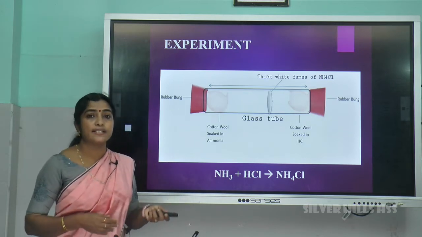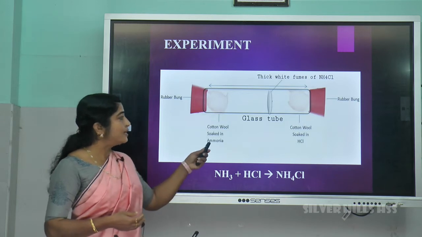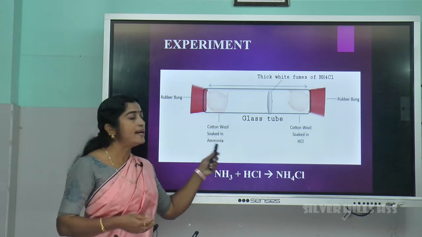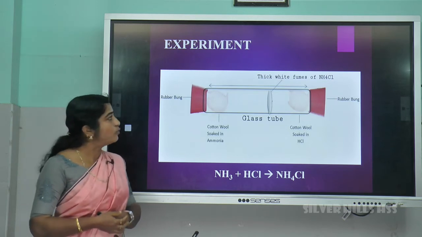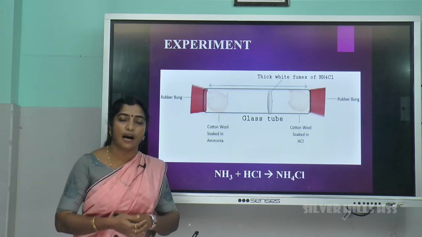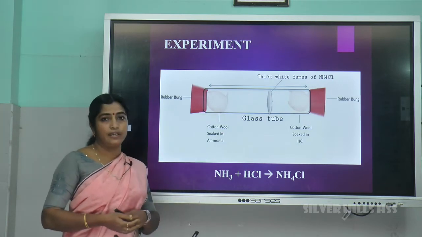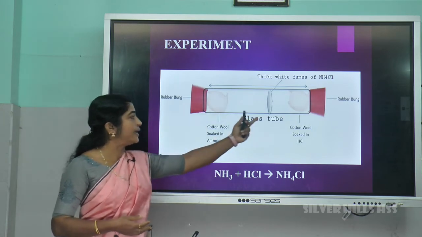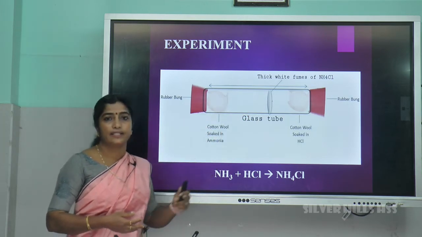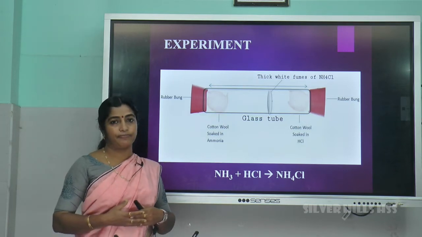So, what changes happen in the glass tube? You can see thick white fumes formed inside the glass tube, and the thick white fumes are ammonium chloride. So, ammonium chloride is formed, and this is due to the reaction between ammonia gas and hydrogen chloride gas. They combine together to form ammonium chloride.